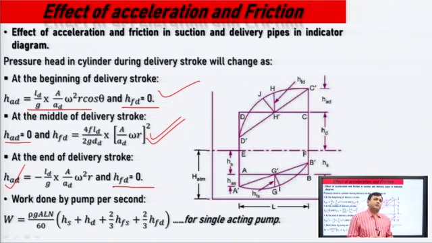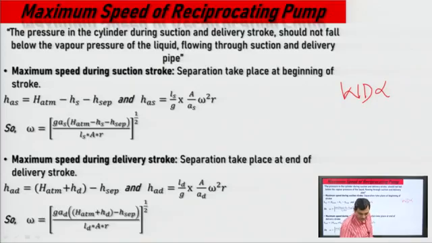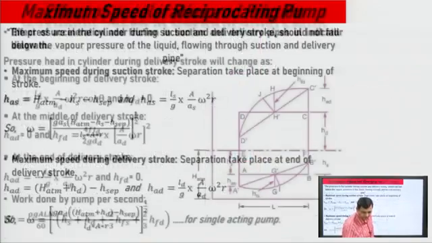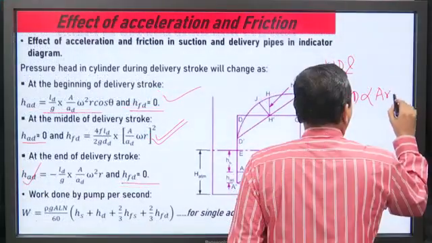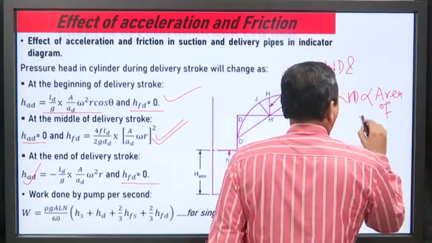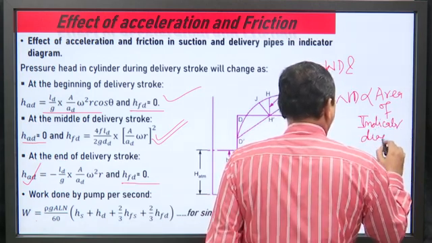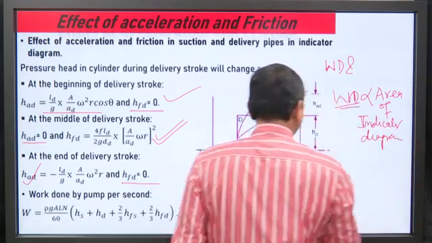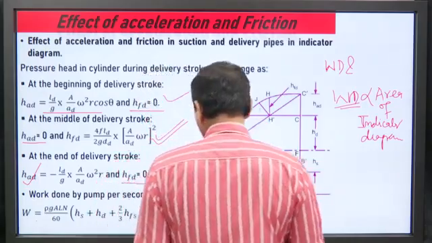Remember the work done of the reciprocating pump. If you see, the work done is proportional to the area of the indicator diagram. So, in this case, what is the work done? The area of the indicator diagram remains the same.